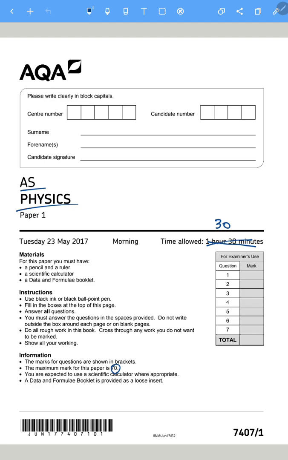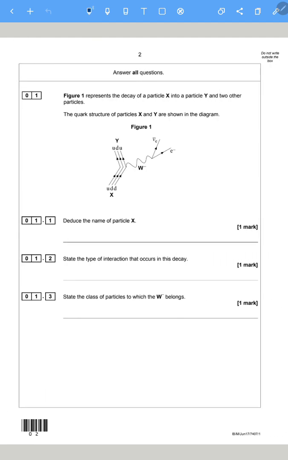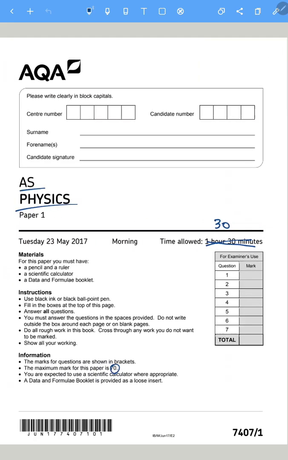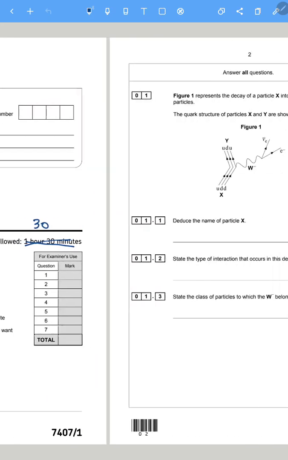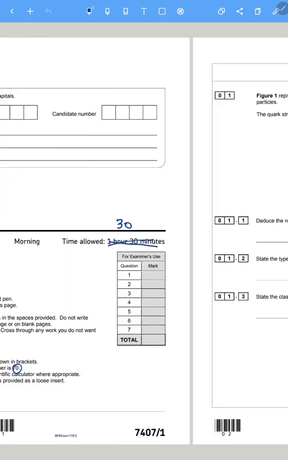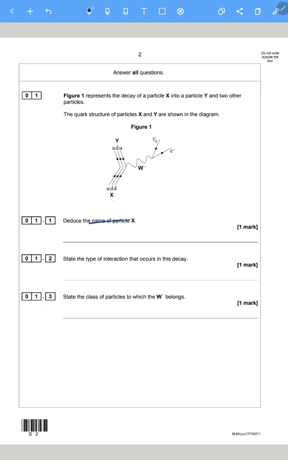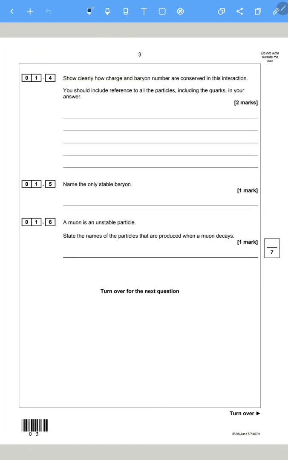I've done something like this before, but not this one. A minute starting now. Particle X, UUD neutron. Type of interaction, weak nuclear. And the class of particle, bosons, is it gauge bosons? Okay, show clearly how charge and baryon number are conserved.